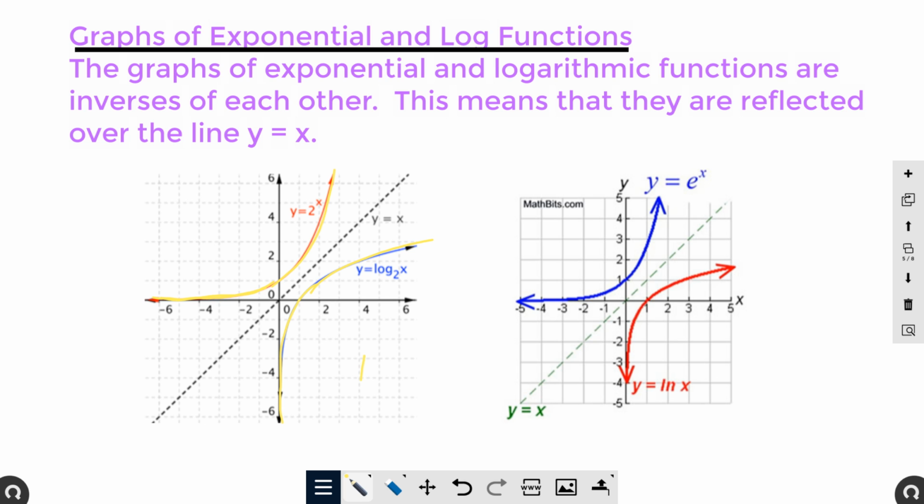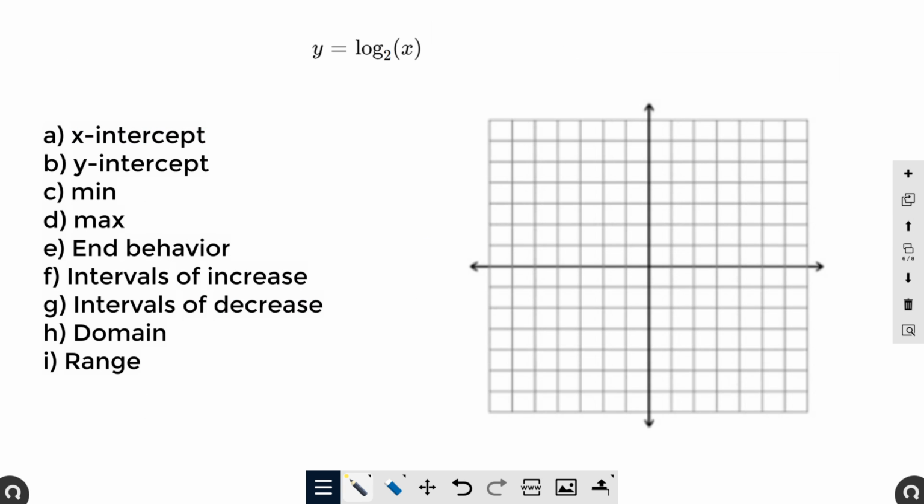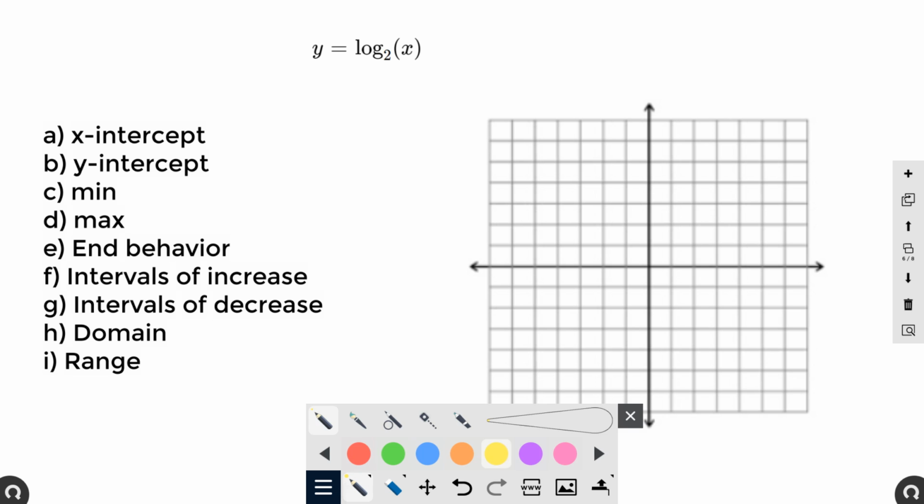And the same thing works with e to the x and natural log of x. Instead of leveling off horizontally, these level off vertically. But again, we're going to get our calculator to help us do this. So here's our next problem, log base 2 of x.